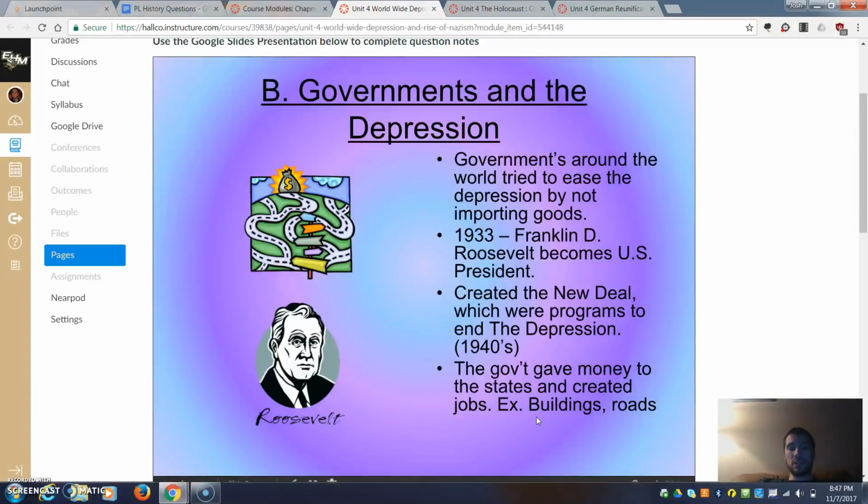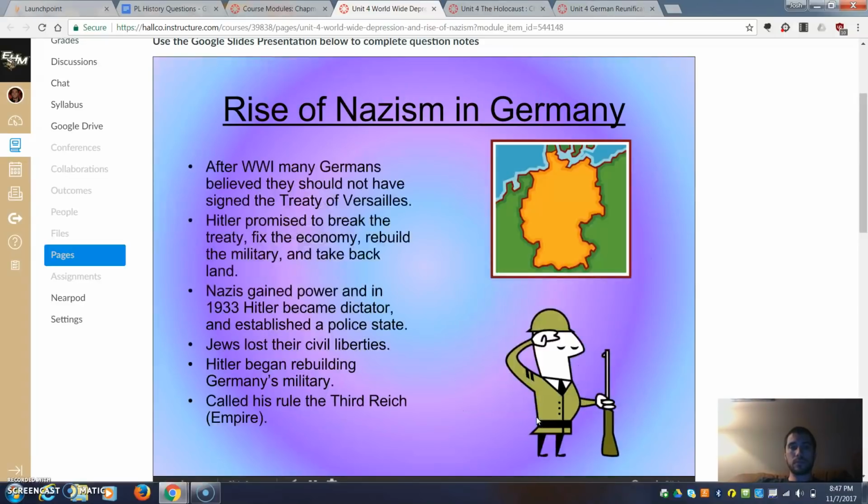So the New Deal is something that FDR, who was the president at the time, comes up with, and it's a way to help people get jobs and make money. That way, if they make money, they can buy things. Okay? So they're trying to rebuild the economy at the time.